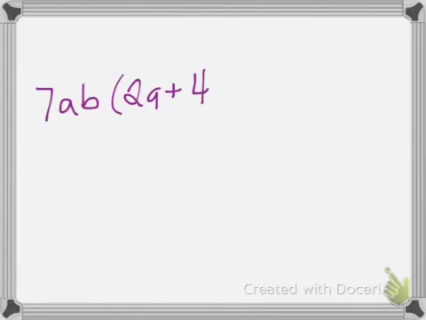So you have 7ab times 2a plus 4b minus 6. And again, you're going to find out all these are the same. They're really the same thing. Okay, you're just doing a little bit more.